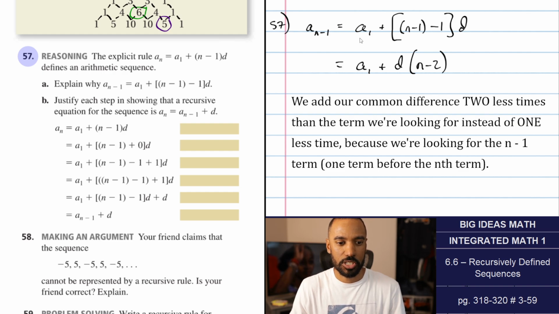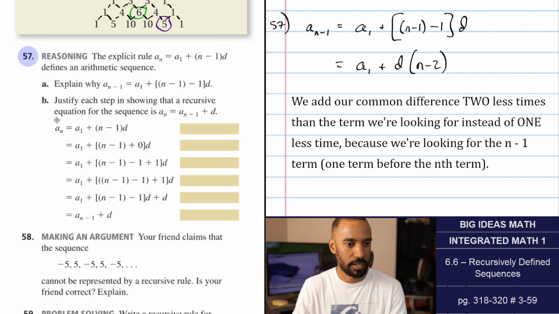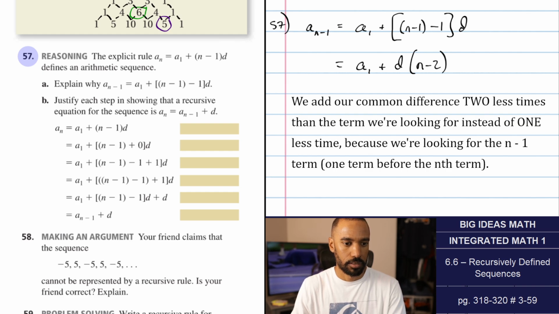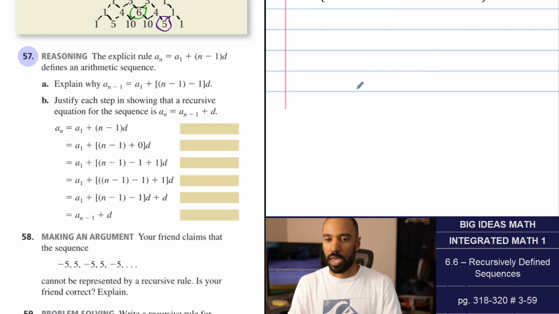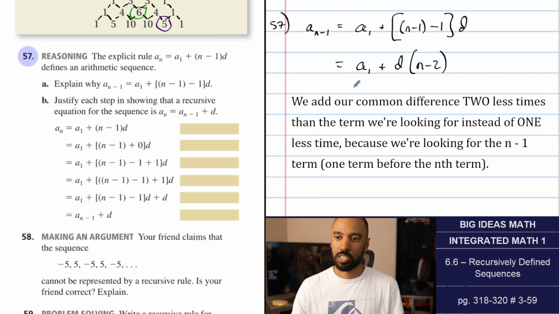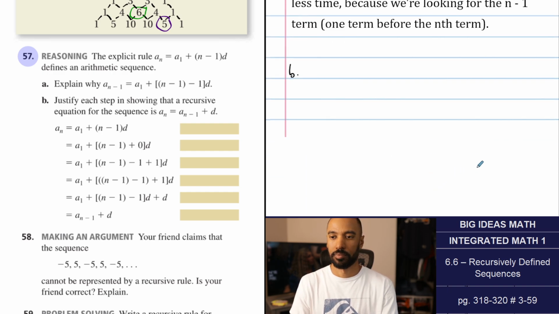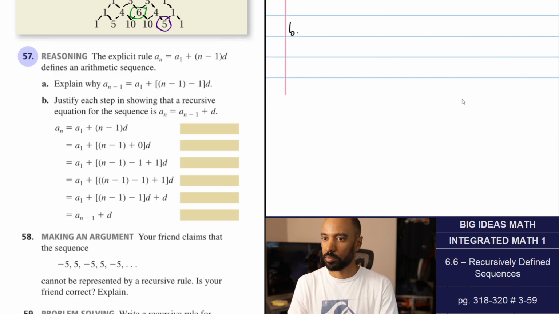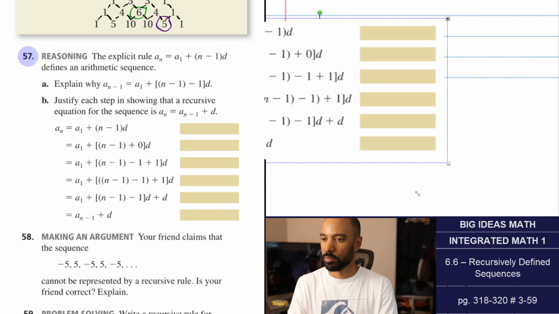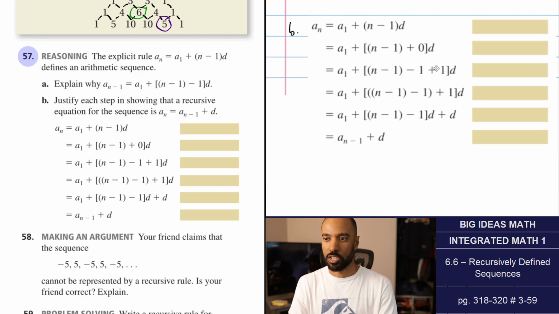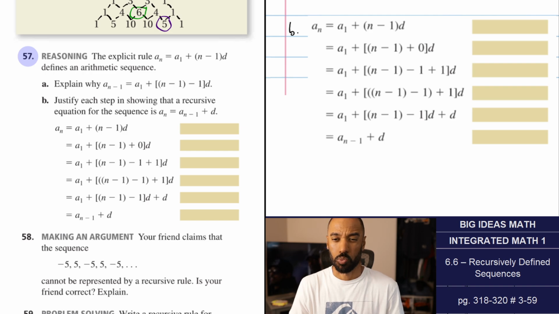All right, justify each step in showing a recursive equation for this. All right, that's a lot of things to write there. Let's just do a copy paste of that. Okay, so this is still number 57. So that's part A. Part B. Okay, I'm really bad at writing justification steps here. So the first one, we're just writing the explicit rule. I don't know if we can say given. Given, or yeah, I'll just say given.